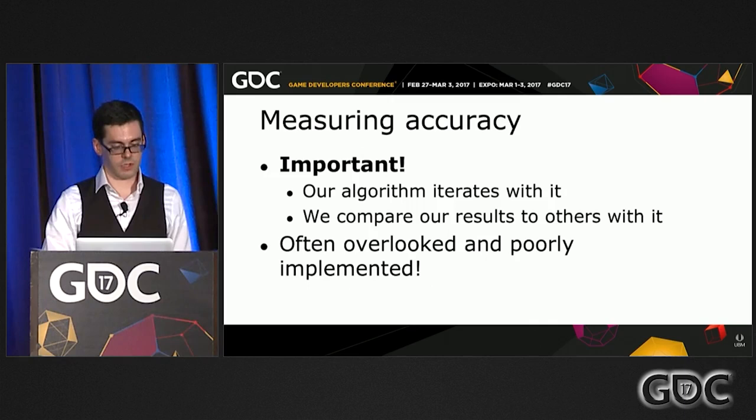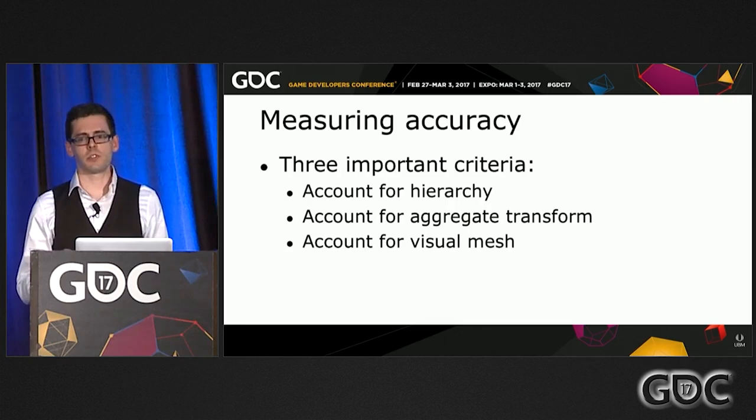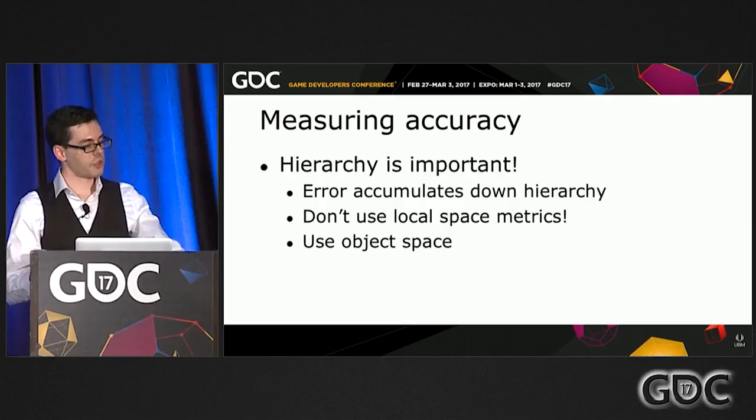There are three criteria that an error metric really needs to meet that are critically important. It needs to account for the fact that our data is hierarchical in nature. It needs to account for the aggregate transform: the rotation, the translation, and the scale. And it also needs to account for the fact that we have a visual mesh, something that we often forget with animation data because we're working with a skeleton.